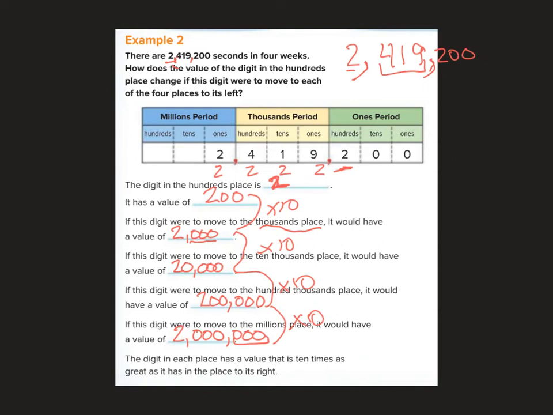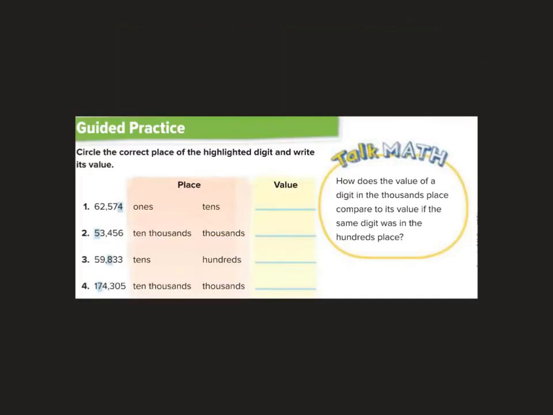Multiplying by 10, multiplying by 10 to get the next value. Cool. All right, next. Guided practice. So it's on the bottom of the page. It says circle the correct place of the highlighted digit and write its value. Okay, so this 4 is in the ones place. So it has a value of 4, just itself. Now this 5 is in the 10,000s place.